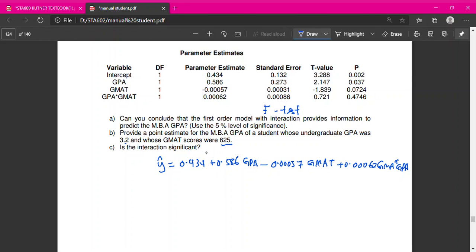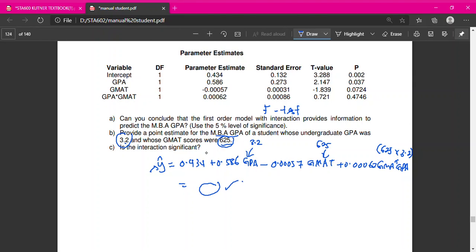So soalannya dia nak you estimate the MBA GPA, which is Y, when GPA is 3.2 and GMAT score is 6 to 5. So you gantikan GPA kat sini with 3.2, GMAT with 6 to 5 and GMAT multiply GPA, maksudnya 6 to 5 multiply 3.2. And then masukkan dalam equation, then you will get the MBA GPA.